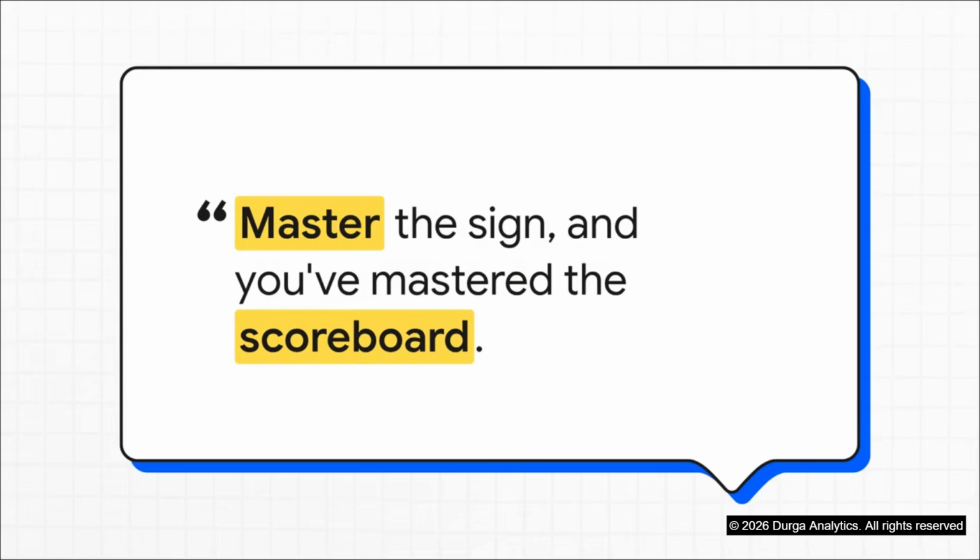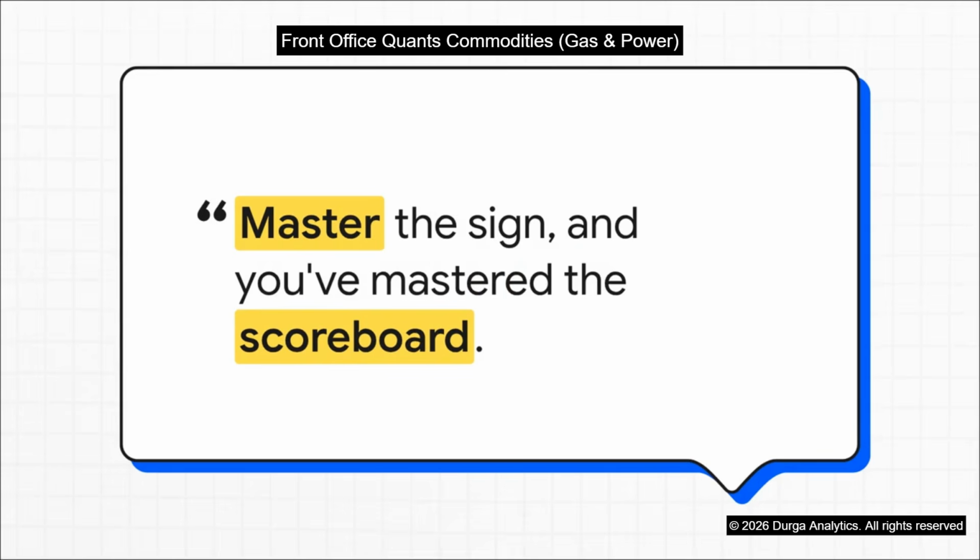Every P&L number on every desk in the world is at heart the formula you just learned. Master the sign, and you've mastered the scoreboard. Now that you deeply understand the raw physical laws of market math, are you ready to finally spin up your Python environment in Chapter 5 and bring these variables to life? I'll see you in the next chapter.